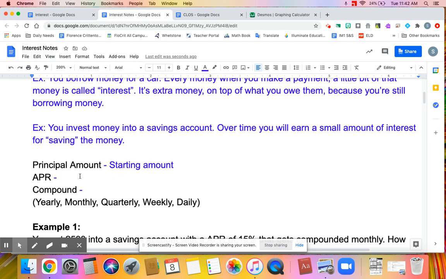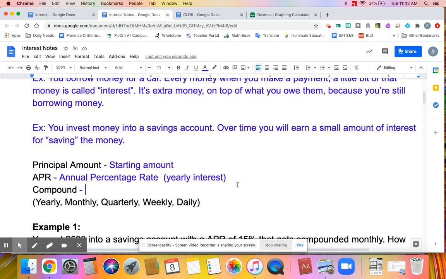When we're talking about interest, the APR stands for annual percentage rate. So this is the big word for interest. Annual means yearly. Percentage means it's going to be given in percent, and the rate just means how much. So this is how much your interest is in a percent. So it's your yearly interest.